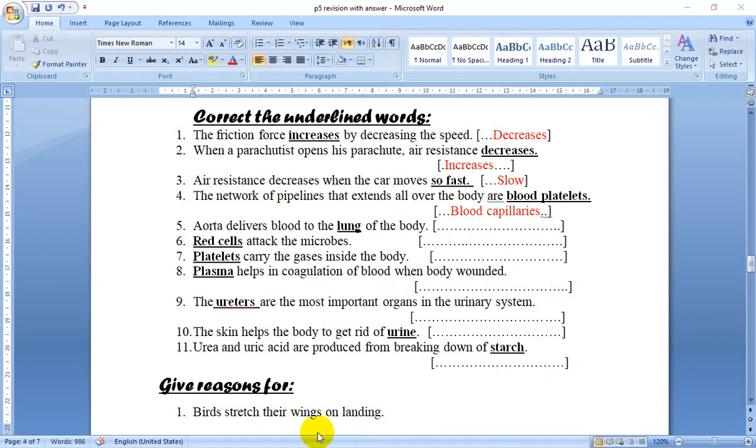Aorta delivers blood to the lungs. No, aorta delivers blood to all body cells, but the pulmonary artery delivers blood to the lungs. Okay, so I will change lungs and write all body cells. Red cells attack the microbes. Who defends the body or attacks the microbes? So this is white cells, not red cells.